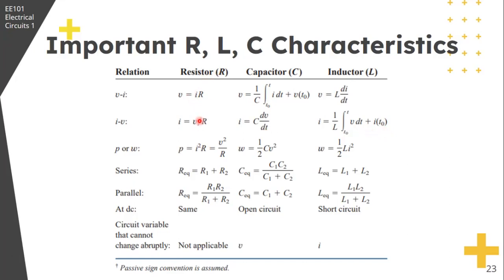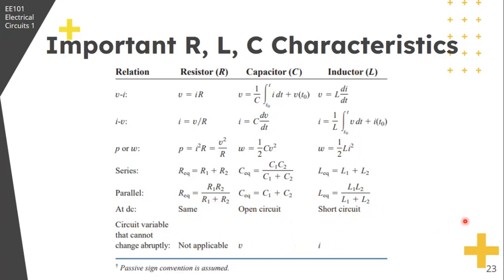Then the resistor: V squared over R for the power, and it stores no energy. For the capacitor, the energy is 1/2 C V squared. For the inductor, it is 1/2 L I squared. Then series and parallel. At DC, the resistor is unaffected, but the capacitor is an open circuit and the inductor is a short circuit. Remember that open and short circuit for the capacitor and inductor respectively, because it is important.